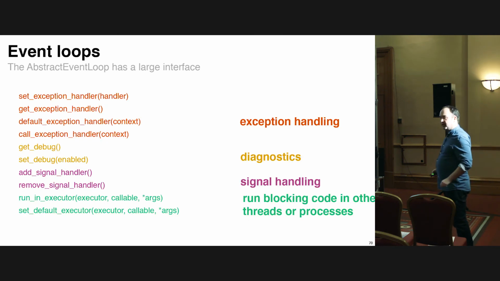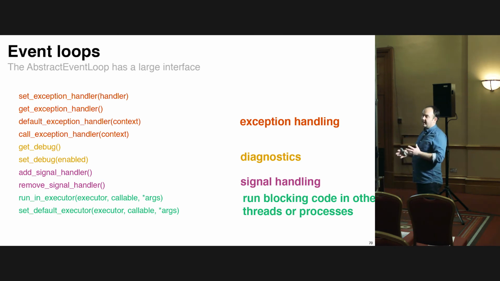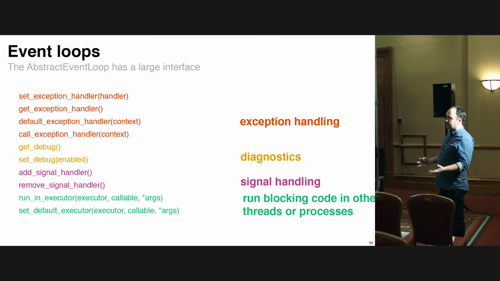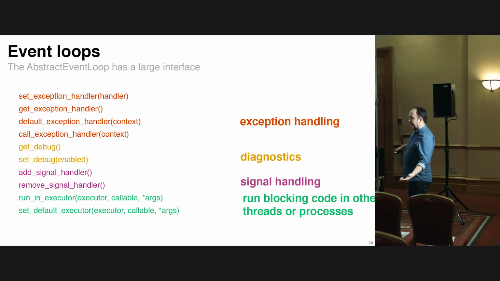But we're not finished with the event loop API. There's a whole bunch of functions in there for controlling error handling behavior, so what happens when things go wrong, exception handlers. There's some diagnostic stuff in there. There's lots of diagnostic information in the event loop which you can turn on and turn off, and logging. We can deal with other asynchronous things that happen in our world, like operating system signals. We can add signal handlers.